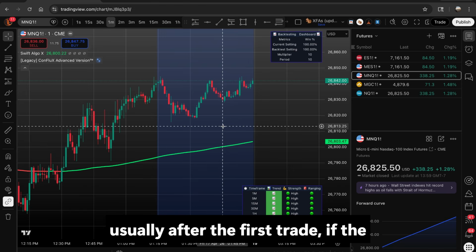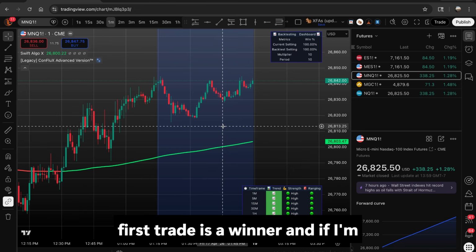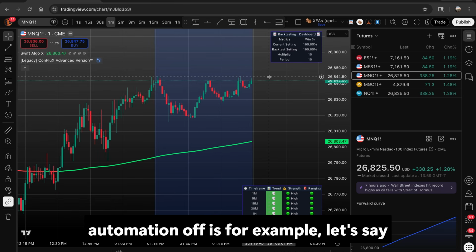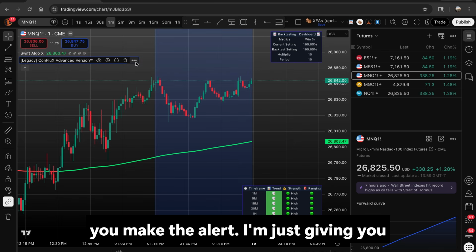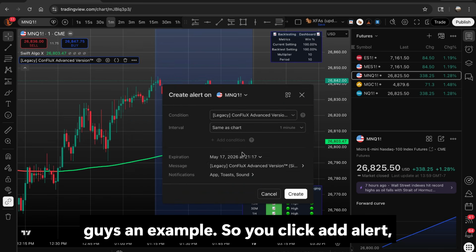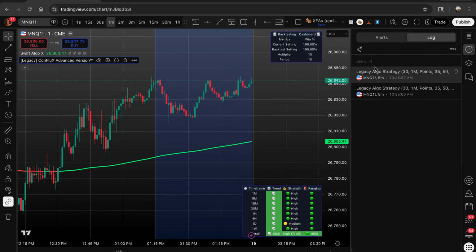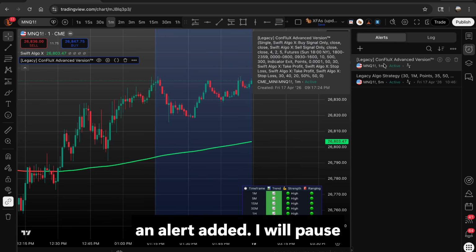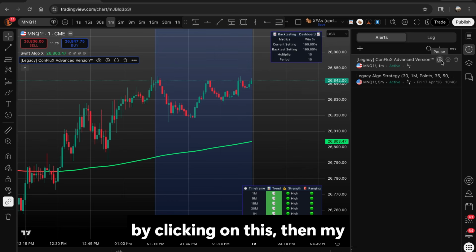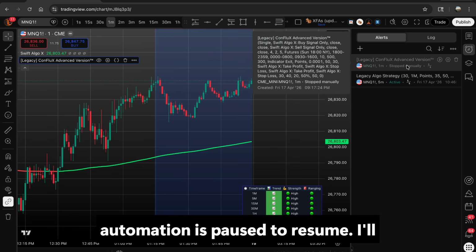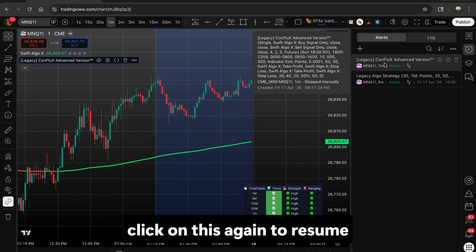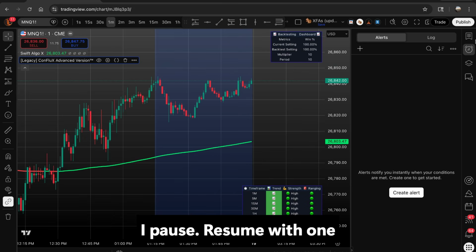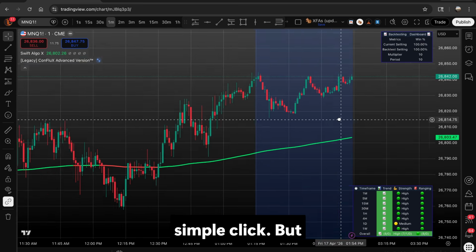But usually after the first trade, if the first trade is a winner and I'm satisfied with it, I will turn off my automation. And how you turn the automation off is, for example, let's say you make the alert. I'm just giving you guys an example. You click add alert, create. Alerts. So I have an alert added. I will pause by clicking on this. Then my automation is paused. To resume, I'll click on this again to resume the automation. So that's how I pause and resume with one simple click.